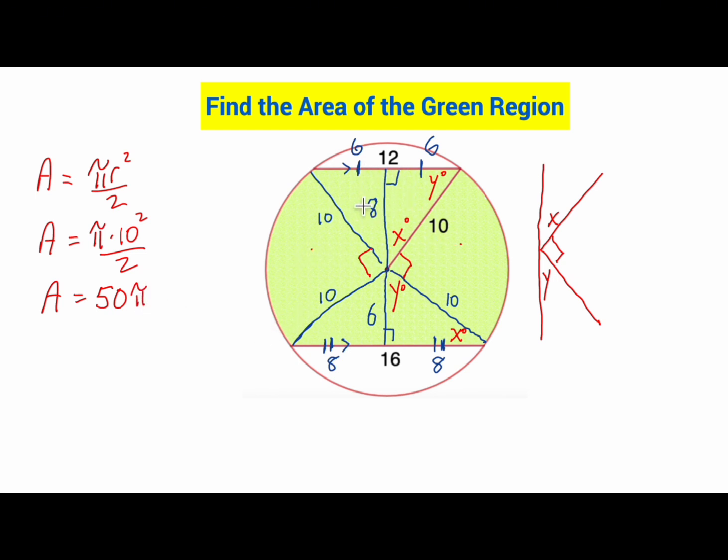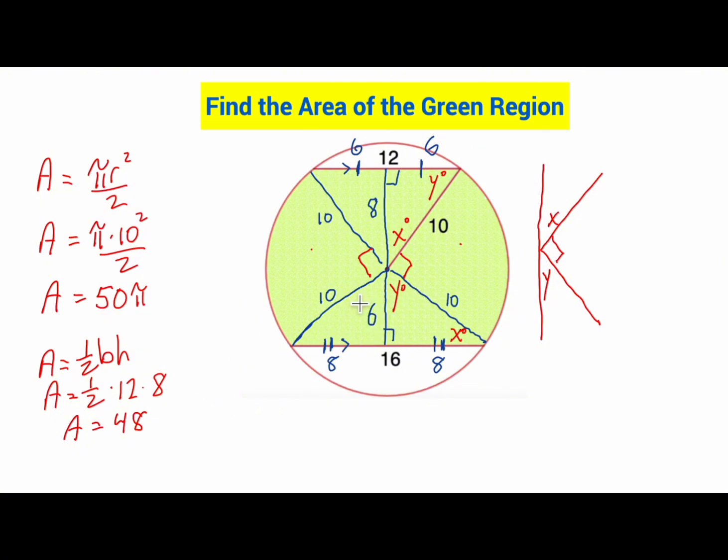And then what we're going to do is find the area of the triangle on the top, the area of the triangle on the bottom, and add them together to the 50 pi. So we're going to do area equals 1/2 of base times height. So the area is 1/2 of the base, which is 12, and the height, which is 8. So that is going to be 6 times 8. So the top triangle is going to be 48 units squared.